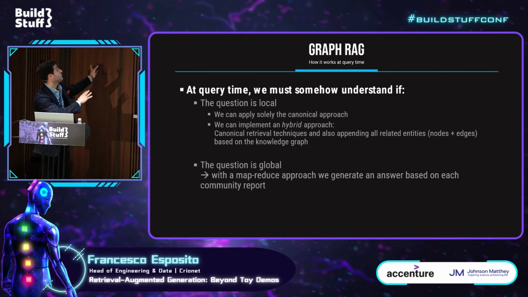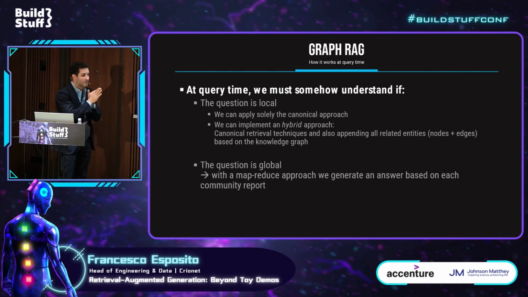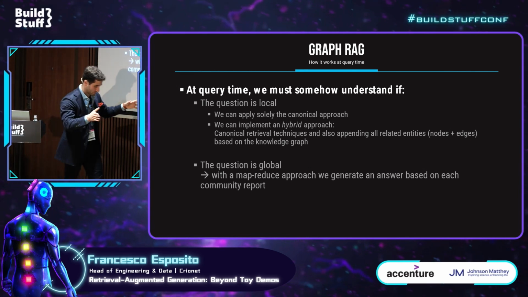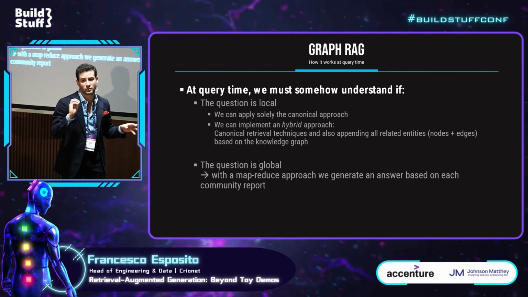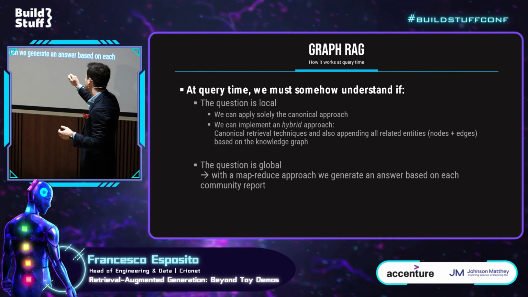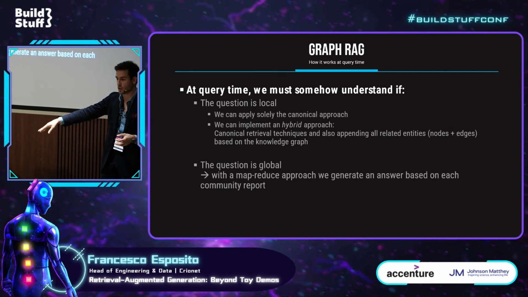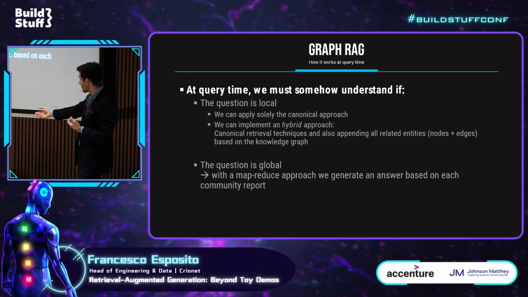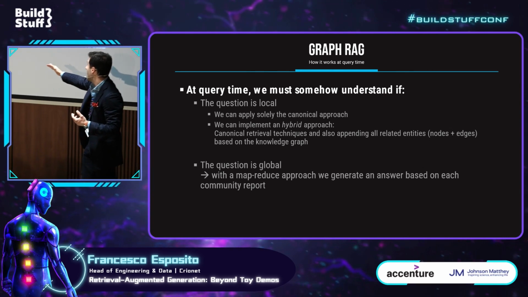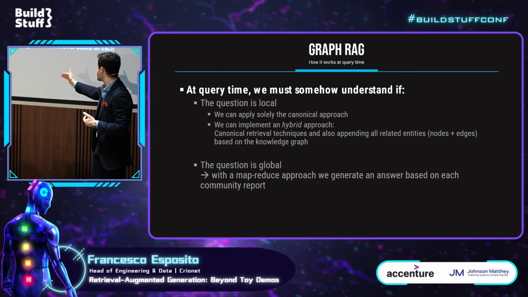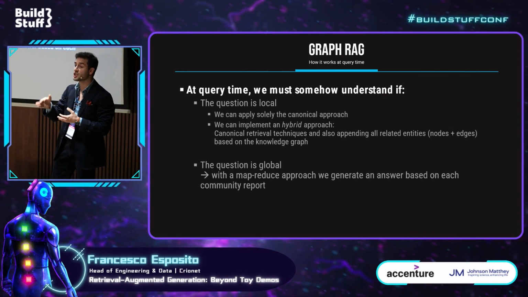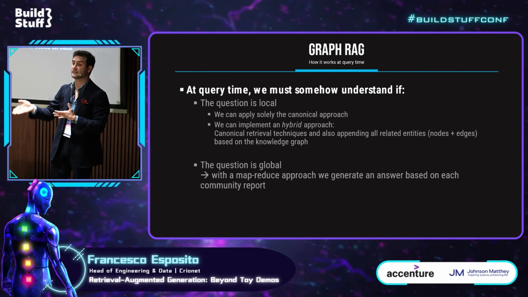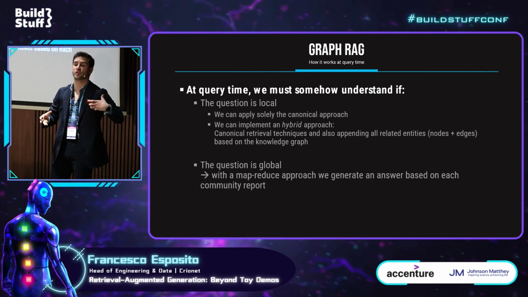And at query time, we have to route our question. We have to understand if the question is local, then we apply the canonical approach. If the question is more global, we have to apply a MapReduce approach, generating an answer based on each community report that is linked to the user question.